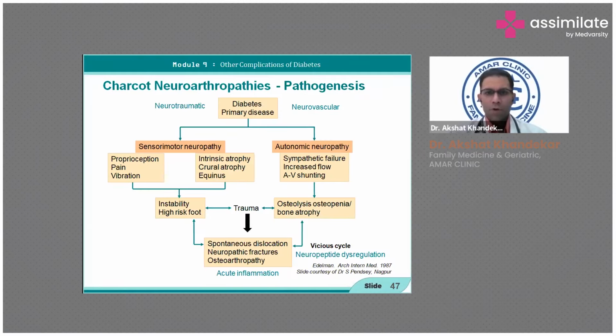So this is a neurotraumatic and neurovascular lineage, as in how it happens. The primary disease is either sensory motor neuropathy or autonomic. Either way, you have systemic failure and you won't feel it. You get a high risk for trauma or instability, then you get acute inflammation, and this cycle continues.